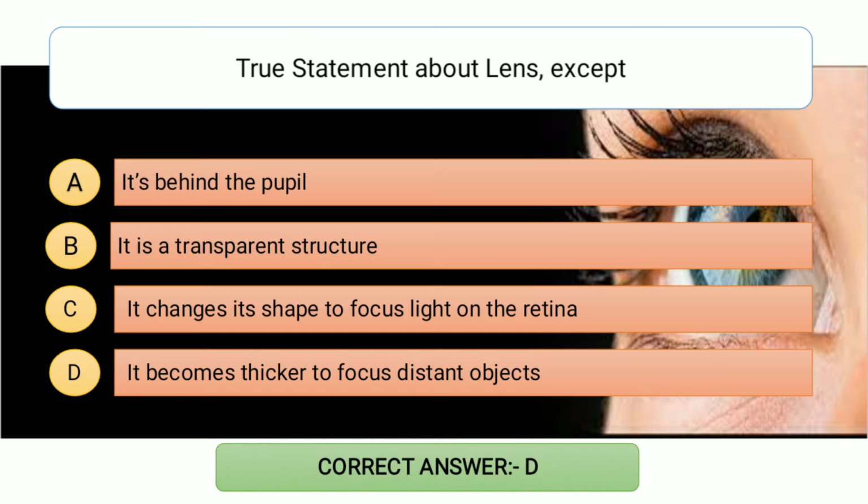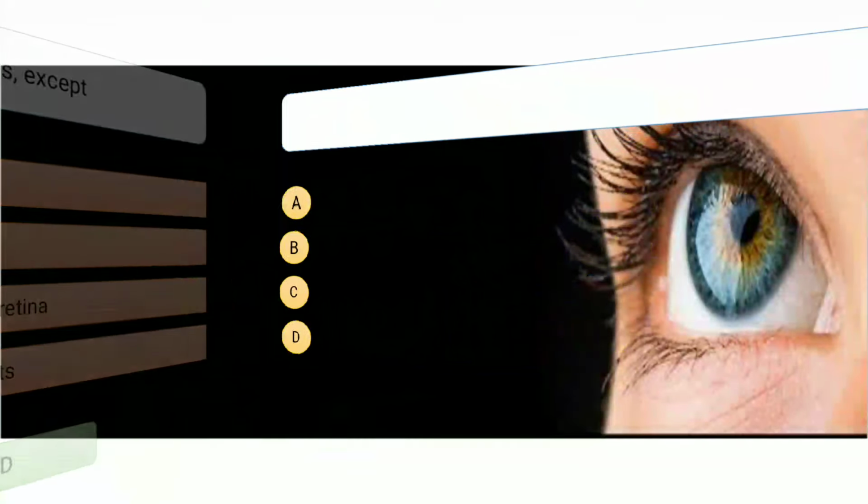That is, it becomes thinner to focus distant objects and not thicker. It becomes thicker to focus nearer objects. Therefore the except is option D. Okay, now moving to the next question.